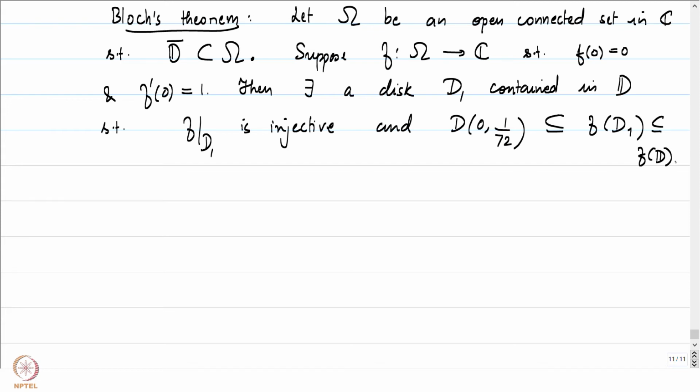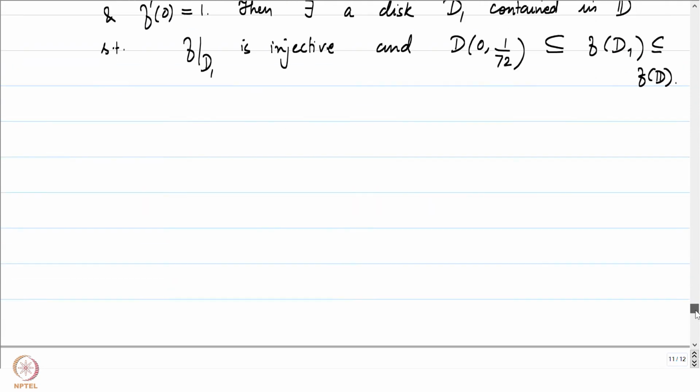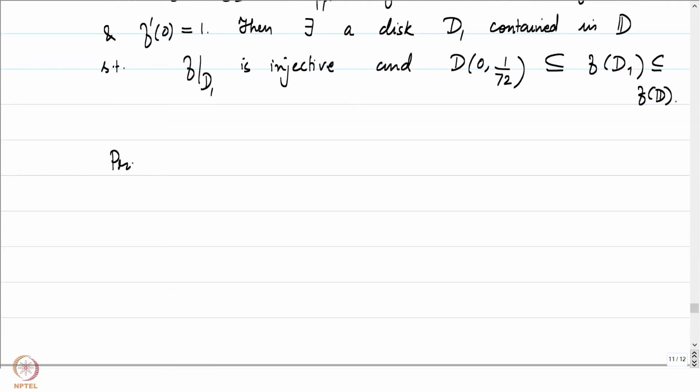Notice that 1 by 72 is an absolute constant here which doesn't depend on f. So for any function f which is defined in this manner, we will be able to prove that the disk of radius 1 by 72 is sitting inside f of D. Okay, let's now give a proof of Bloch's theorem. The proof is going to be in steps.